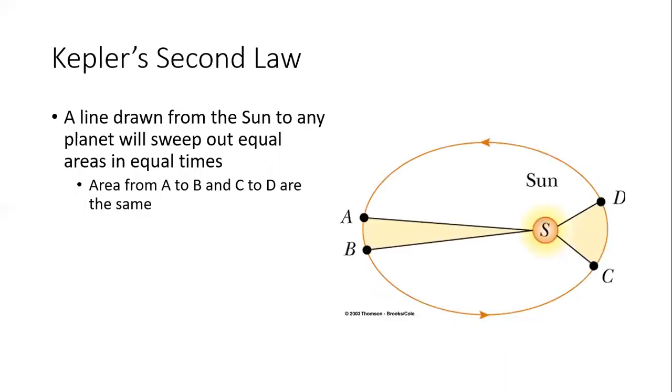Kepler's second law. A line drawn from the sun to any planet will sweep out equal areas in equal times. The areas from A to B and from C to D are the same.